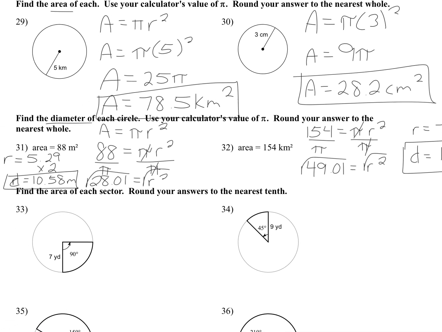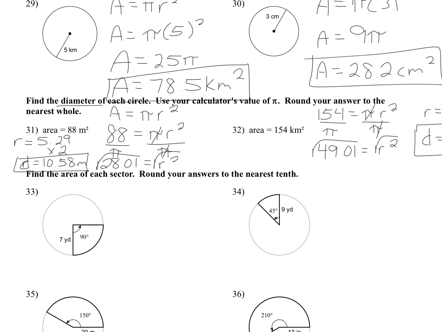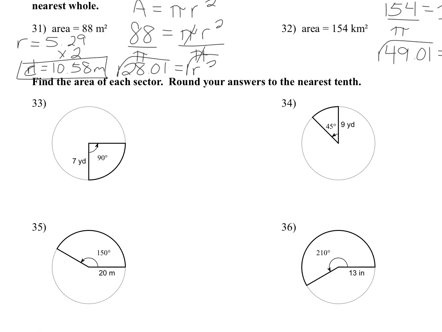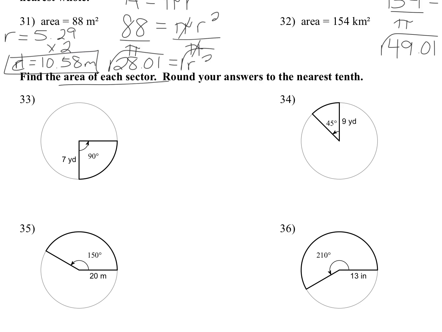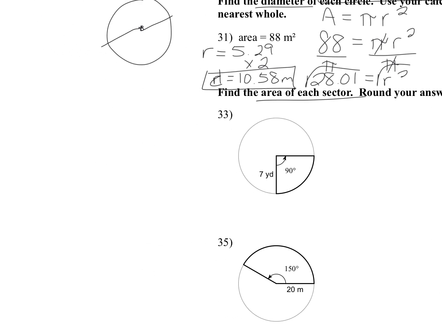Now, can we keep using the same area formula when we get to 33? No. New set of directions. Read them. What does it say? Find the area of each sector. Find it on your formula sheet. It says area of sector. Follow that formula. Does anyone remember what it is? It's something over 180. Or 360.